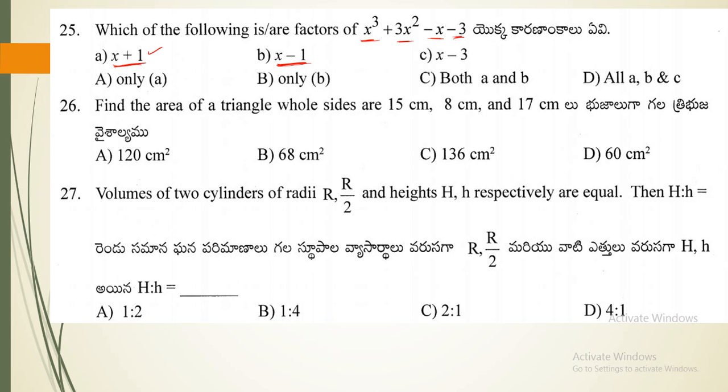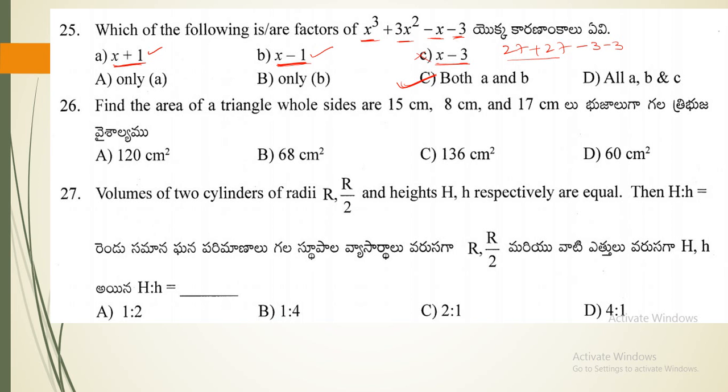Next, sum of coefficients. If I want to say that x minus 1 is a factor, then you need to take the sum of coefficients. So 1 plus 3, 4, 4 minus 1, 3, 3 minus 3, 0. So x minus 1 is also a factor. Next, what about x minus 3? Substitute x equal to 3 in this. Then what am I going to get? 27 plus 27 again minus 3 minus 3. Since 27 plus 27 is 54, 54 minus 6 is not equal to 0. So clearly C is not the option. So the only option is both A and B. Next, moving on to question number 26.